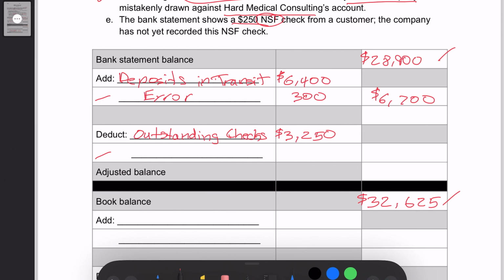Additionally, we only had one deduction for the bank side of the bank rec in the amount of $3,250. And I typically like to go ahead and put this into brackets, signifying that it is a deduction to the total balance. Now, if we do our math, we take 28,900 plus the total additions of 6,700 minus the deduction of 3,250, we get $32,350. That is our adjusted balance per the bank side of the bank rec.